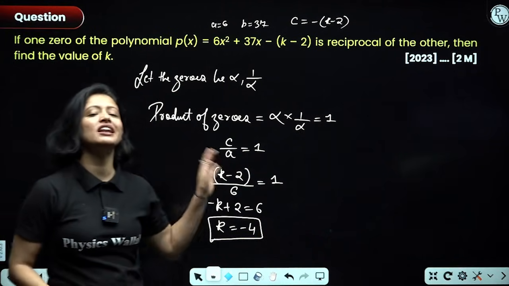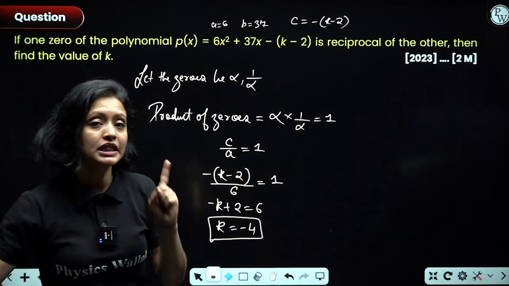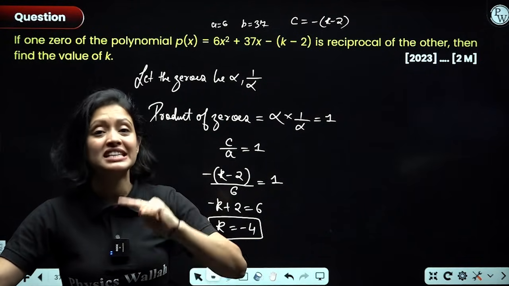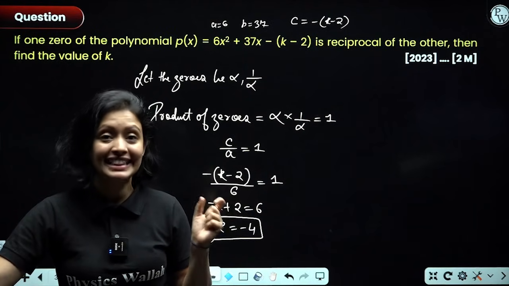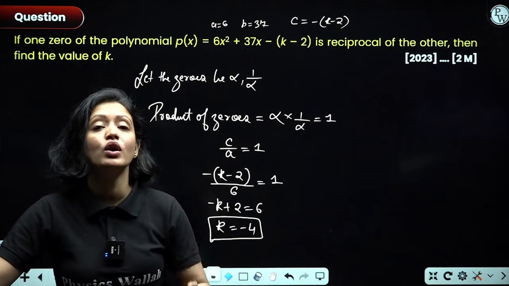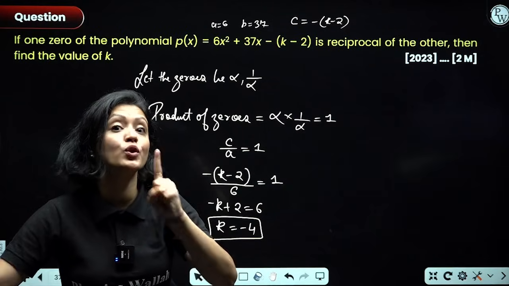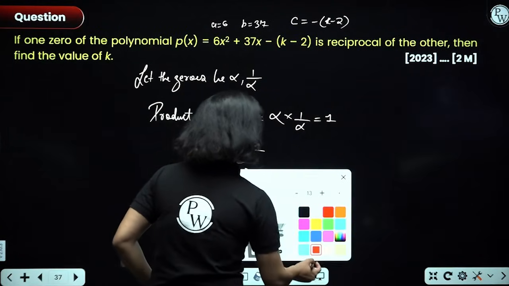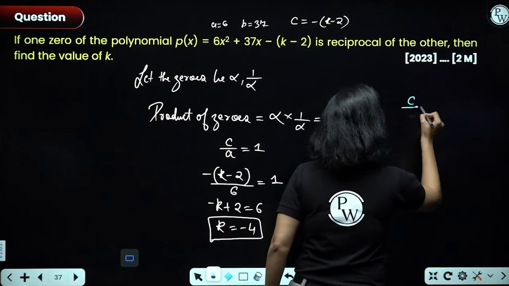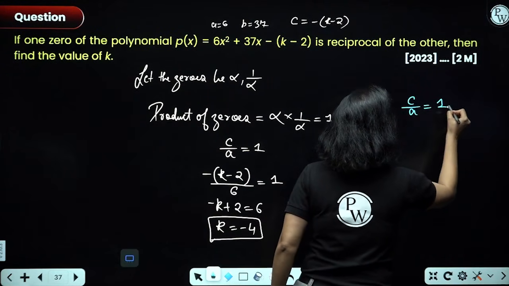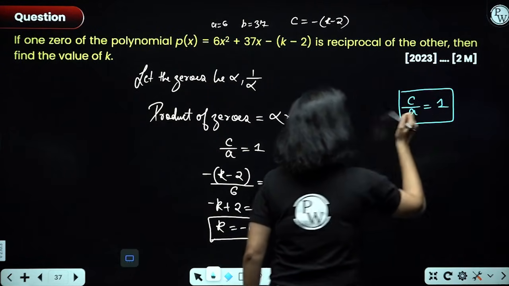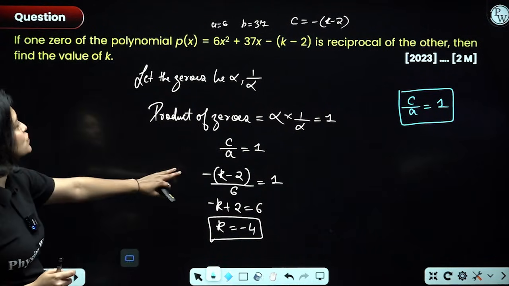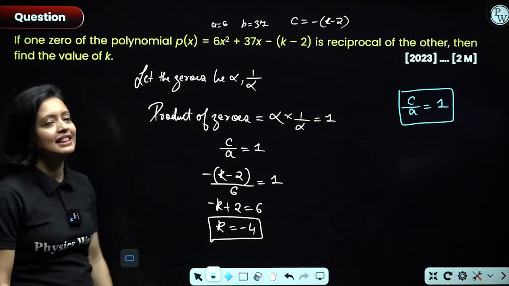See, what did we learn from this problem? The main thing to learn is whenever one zero of a quadratic polynomial is the reciprocal of another, then the product of zeros would always be 1. That means c by a would always be 1. Always in such types of problems. That's what you had to use here. So I think this was very simple. With that, let's move on.